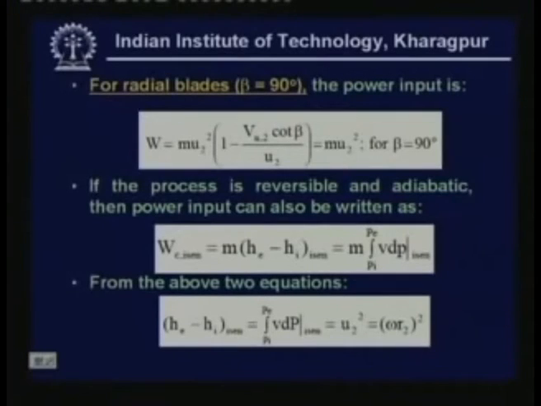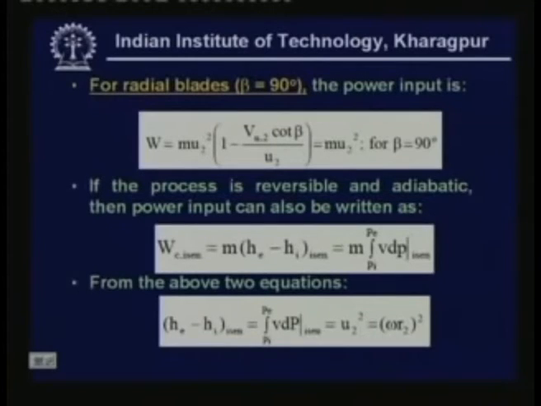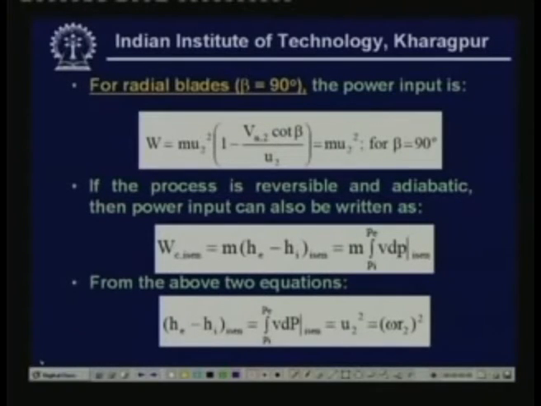Now let us take a simple case. As I said, the actual analysis of a centrifugal compressor is very complicated, so what I am presenting here is a simple analysis. The analysis becomes simple if you assume that there is no tangential component at the inlet, and if you also assume that the blade is radial. Once the blade is radial, beta becomes 90 degrees. So for radial blades, when beta is 90 degrees, cot beta becomes 0, so power input is simply equal to m into U2 square.